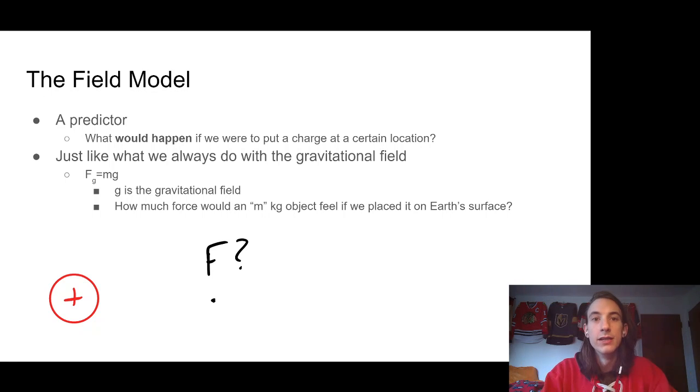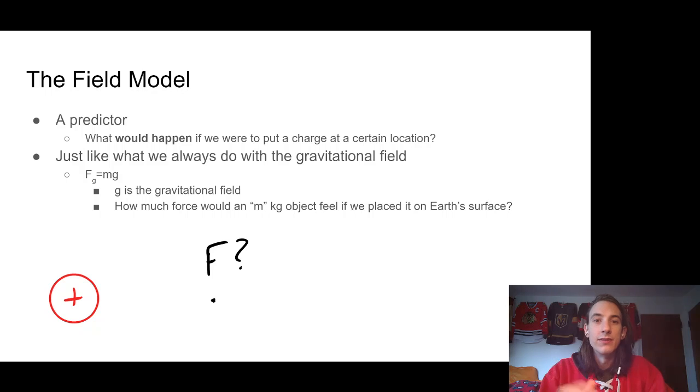So the field model, just to lay out this model, it's weird, and this is where the strangeness comes in, it's more so acting as a predictor. So it's not saying, hey, this is happening. It's allowing us to make predictions to say what would happen if we were to put a charged object at a certain location. Because with forces, we need two objects. We're taking away one of the objects and saying, okay, we don't have the other object that's being forced, but if we were to put that other object at that location, what would happen?